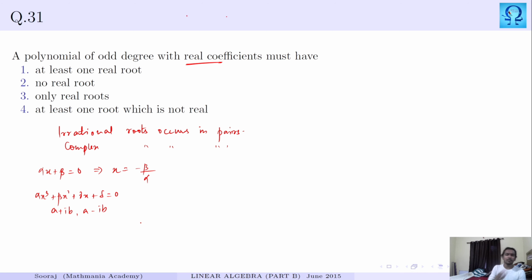Whatever may be the order of the polynomial that you take, it is going to have at least one real root. There is no guarantee that it will have all real roots. Consider x square plus 1 multiplied with x. This very well has a complex root, but it has one real root as well. There may be situations where you have every root real. But in each case, at least one real root is satisfied. So that is the most appropriate one.